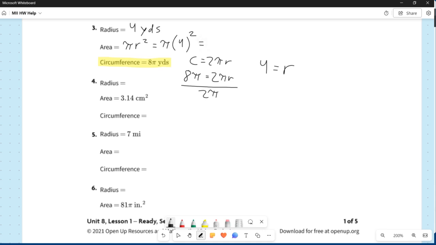4 squared is 16, and it's a mathematical convention that if you have a value with both a rational number and pi in it, you normally want to start with the rational number. So 4 squared is 16. I'm going to move that to the left, so this becomes 16 pi. Now, area is a two-dimensional unit of measurement, so our final answer here is going to be 16 pi square yards.